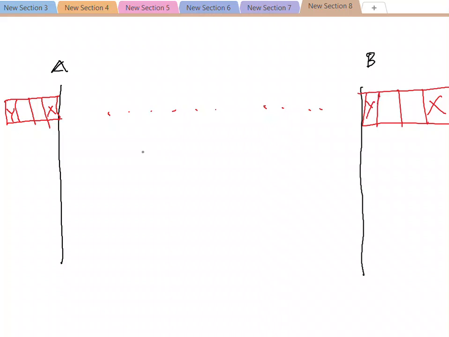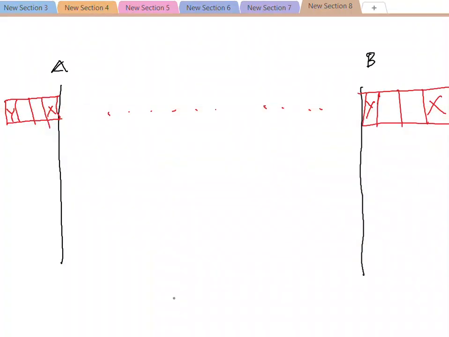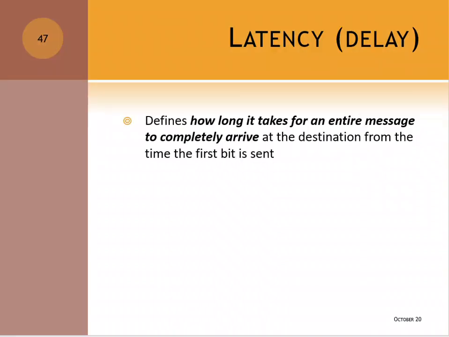So delay is the time taken. How long it takes for the entire message to completely arrive at the destination from when the first bit is sent. So delay itu adalah masa yang diambil daripada first X, first bit ni, X ni keluar, sehinggalah Y ni fully arrive at destination. Okay, the last bit is successfully received by the destination. That is the delay or latency.